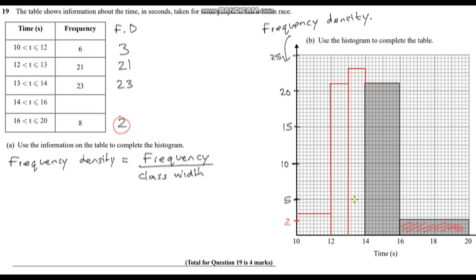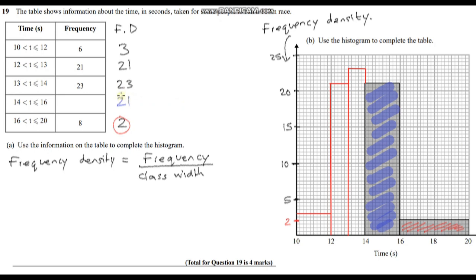So the 14 to 16 category is this box here. That's the 14 to 16 category. So what is the frequency density? Well, it's the same as the 12 to 13 category. It is 21. So our frequency density is 21.